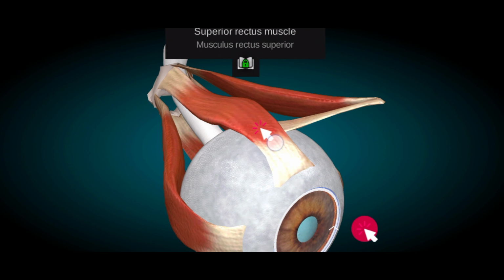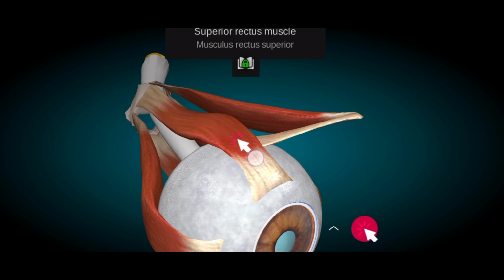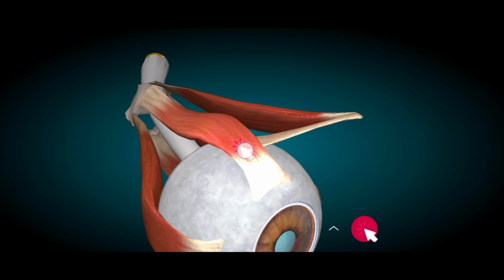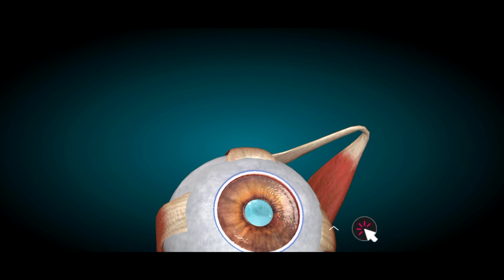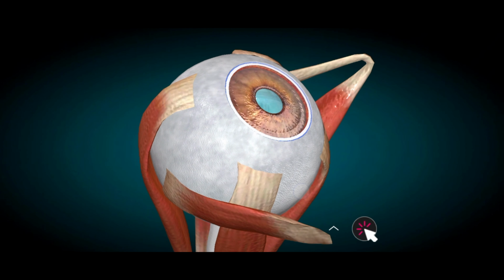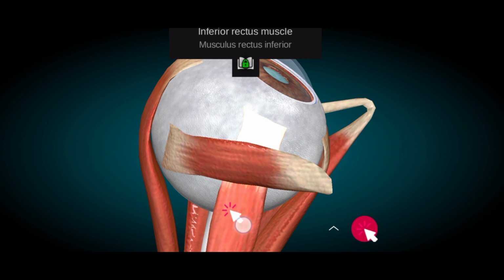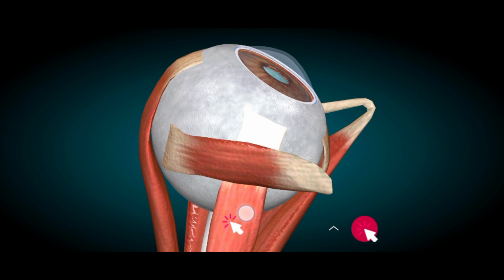Now here you can see another muscle. This is superiorly located and is called the superior rectus muscle, which is responsible for upward movement of the eye. Similarly, here you can see another muscle on the inferior part of the eyeball, called the inferior rectus muscle, which is responsible for moving the eye downwards.